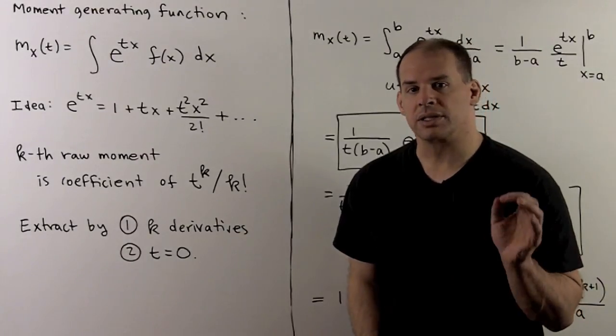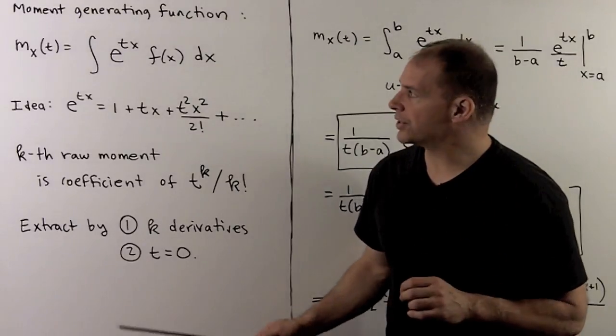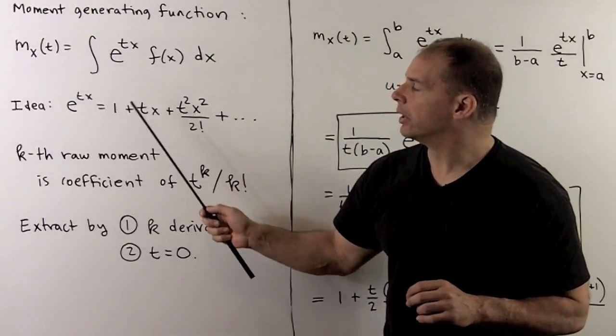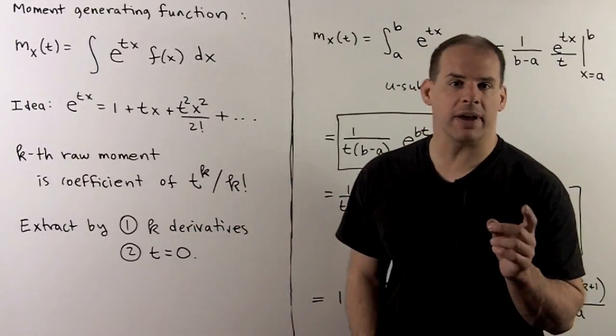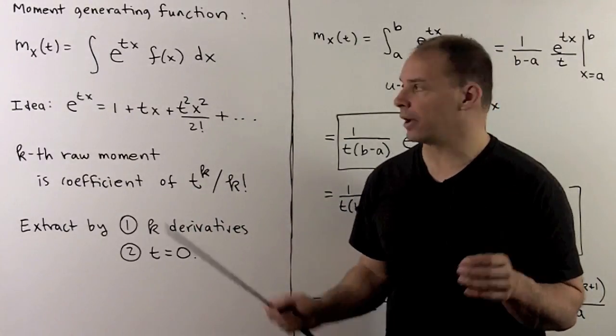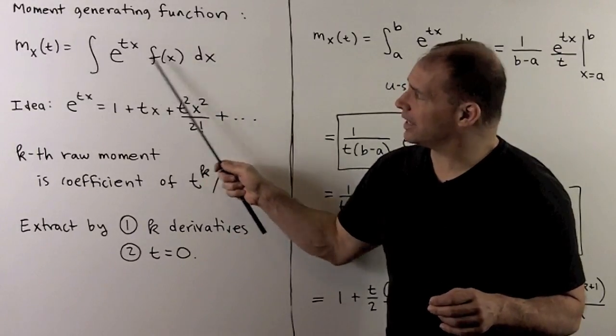Now, let's compare with the moment generating function. So this will be defined as, okay, we're going to pick a real number t. We'll take the integral over the real line of e to the tx f of x, okay, the probability density function. This integral is with respect to x, so we treat this t as a constant.